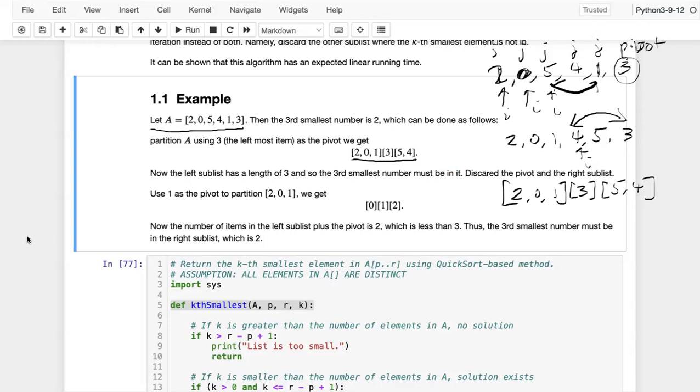Now, we are going to look at this, 2, 0, 1. And here we're going to look at the third. And the item here is a 3, which is not equal to 3 minus 1, which is 2. So that means the number of items in this list is greater than k minus 1. K is 3, so it's greater than 2. Which means that we can discard these, and then we're going to find the third smallest from this.